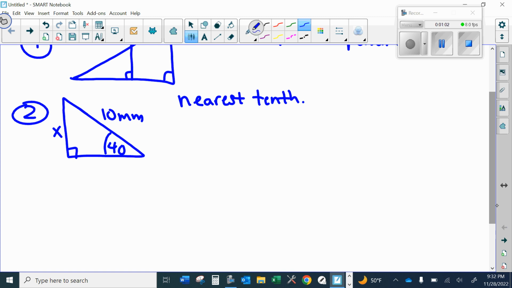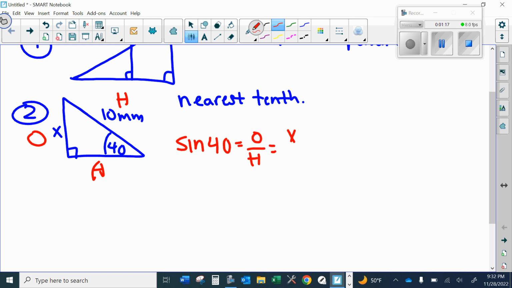I should immediately identify my pieces, hypotenuse, opposite, and adjacent. Okay, so I have opposite and hypotenuse, which is sine. So the sine of 40 degrees equals the opposite over the hypotenuse, which is x over 10. So when I cross multiply, I get x equals 10 sine 40. Now I go ahead and just put that in the calculator and round to the nearest tenth. Okay, now the key is your calculator must be in degrees, so you have to check your mode.